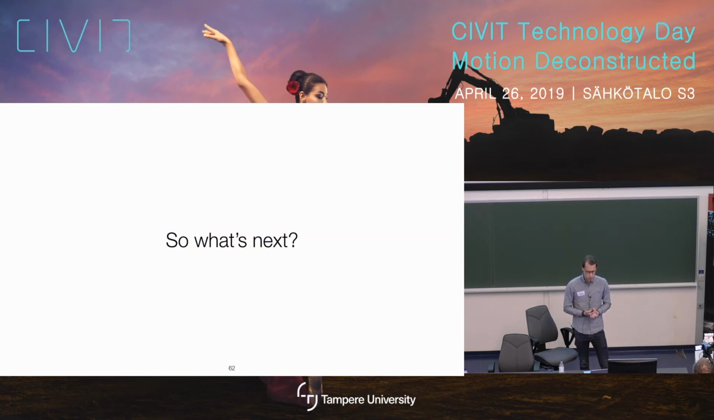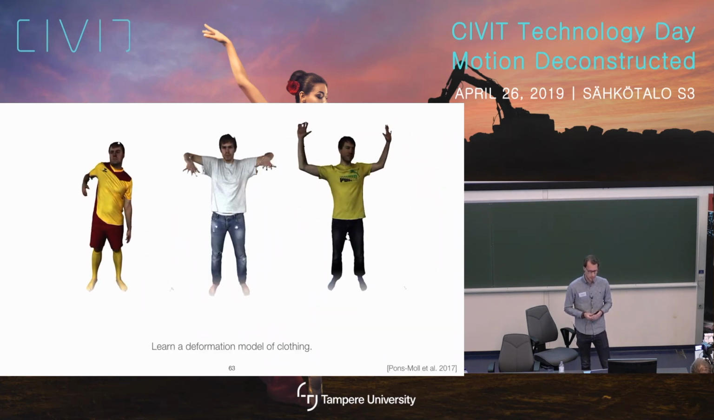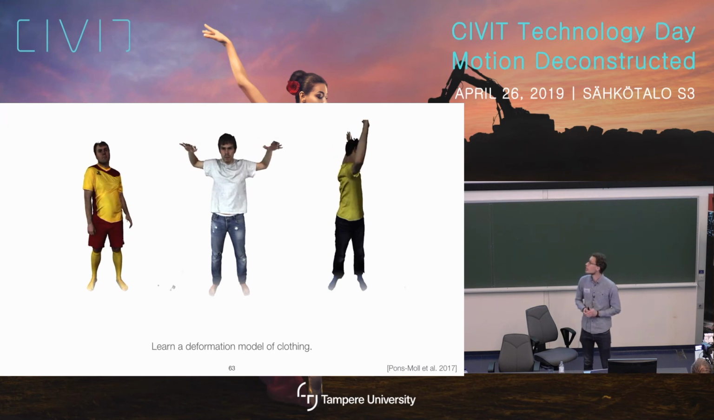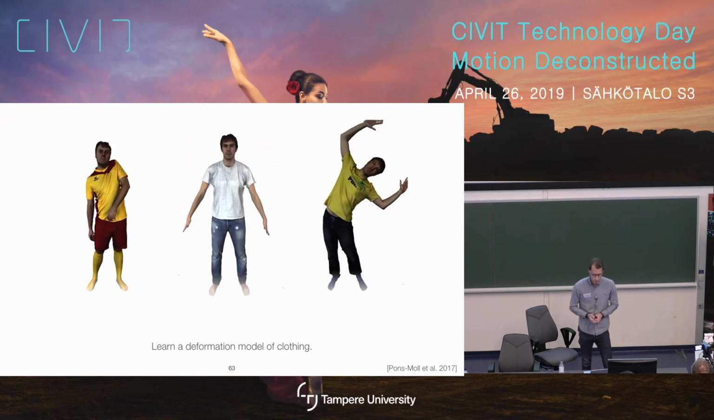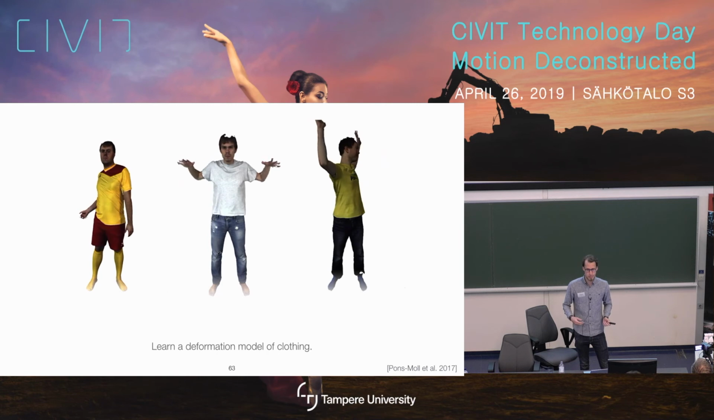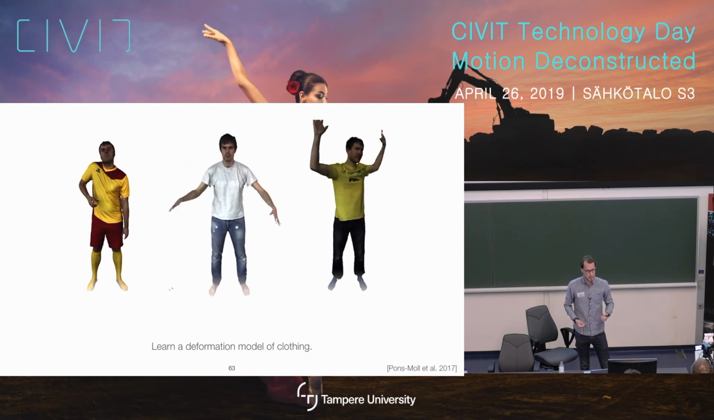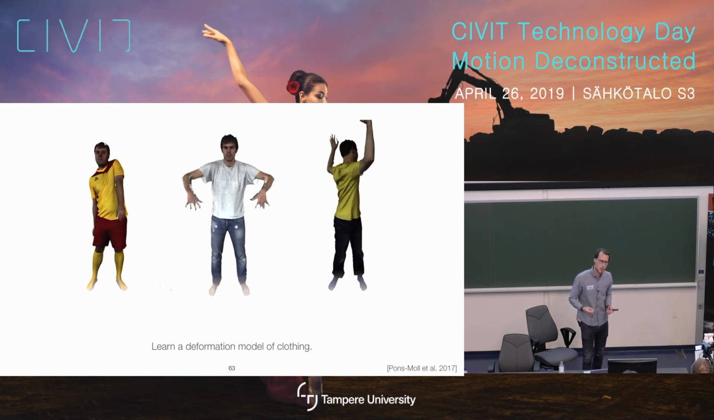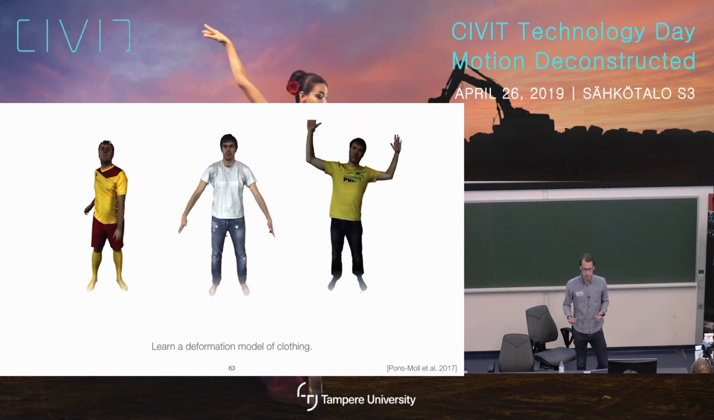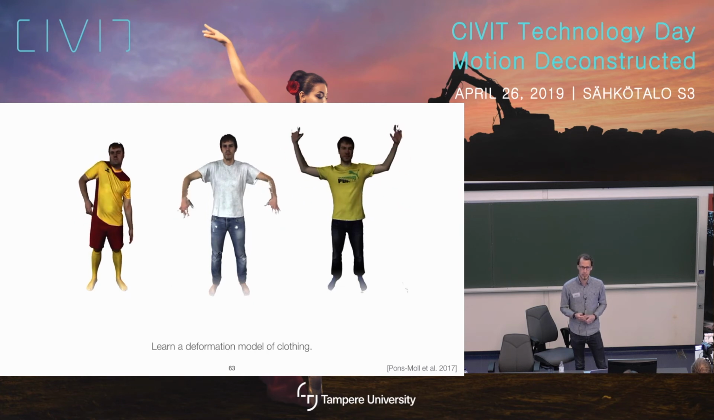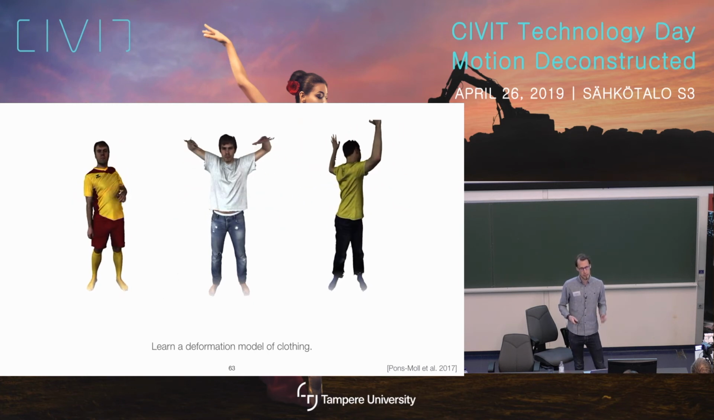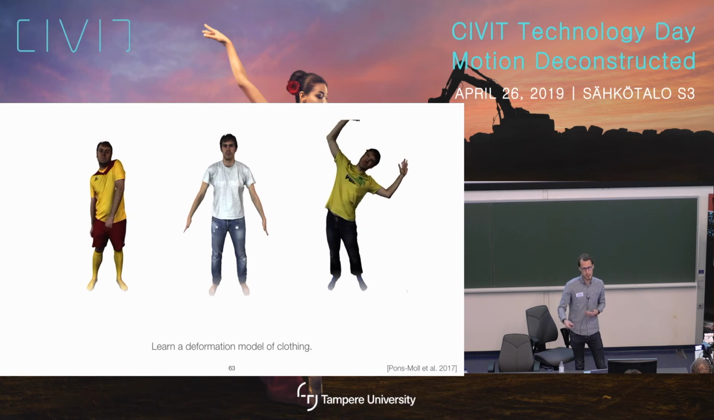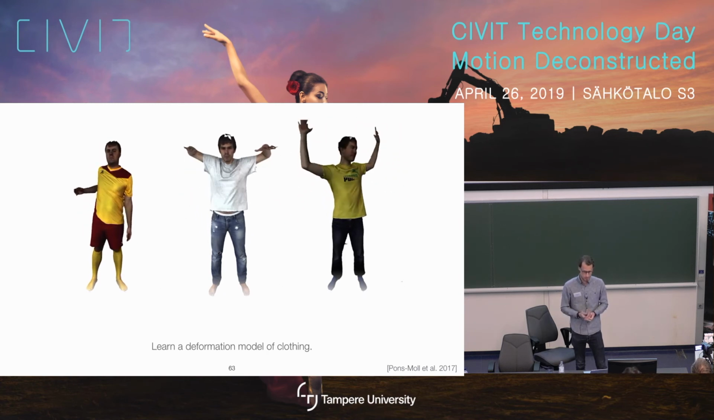So the question is, what's next? Well, there's still some part missing. One thing that's missing is what I showed you in the beginning. We still don't know how these wrinkle patterns are formed by motion. We saw in the last work that we can mimic wrinkle patterns, but we still don't have a model of it. We still don't know how to form them, if you want to repose the model, how the wrinkle patterns should change.